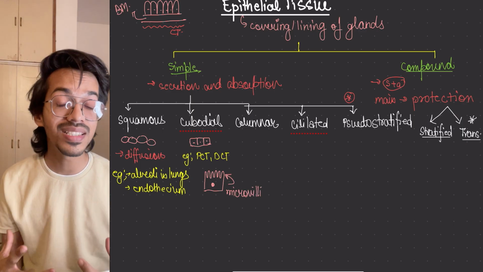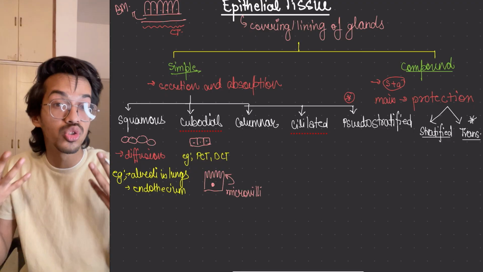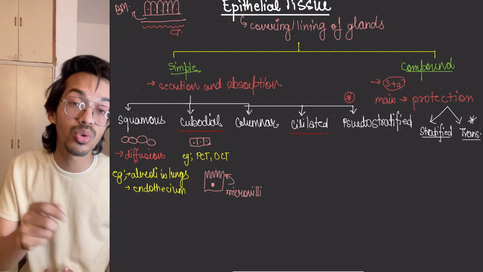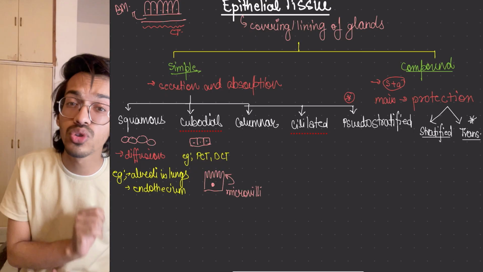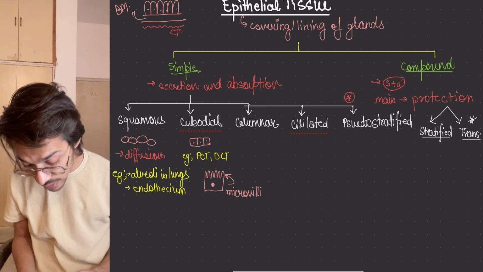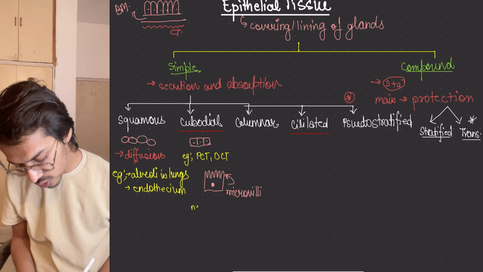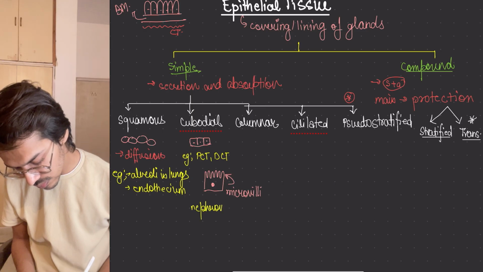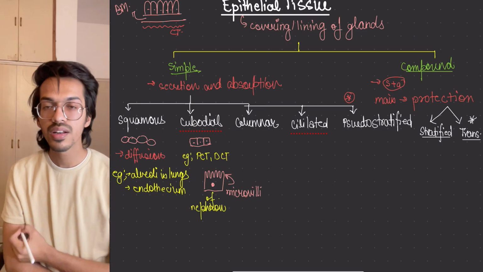So in the PCT and DCT, what happened? More absorption occurs. In the PCT, we know that 70% of the reabsorption of the filtrate occurs. So that's why they are present over there, in the PCT and DCT of the nephron.